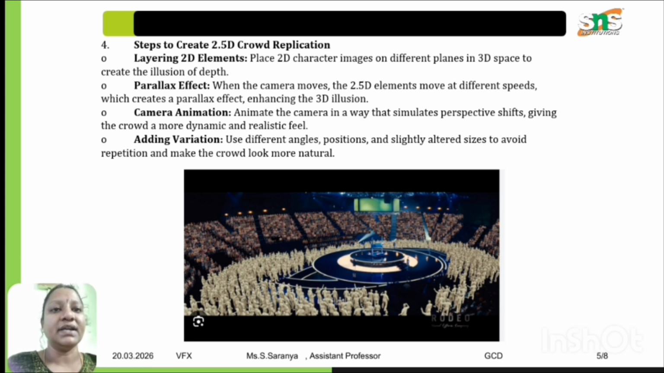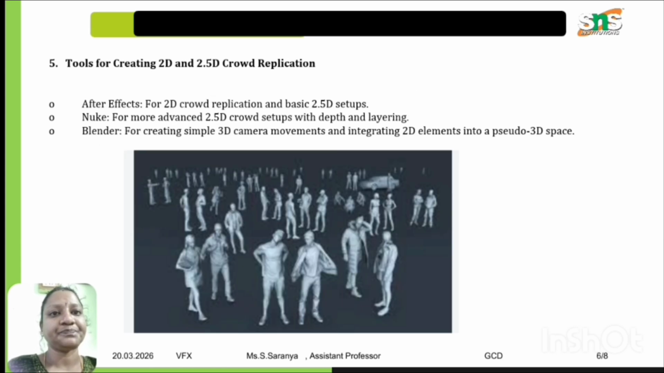Camera animation: animate the camera in a way that simulates perspective shifts, giving the crowd a more dynamic and realistic feel. The last one is adding variation. Use different angles, positioning and slightly altered sizes to avoid repetition and make the crowd look more natural.